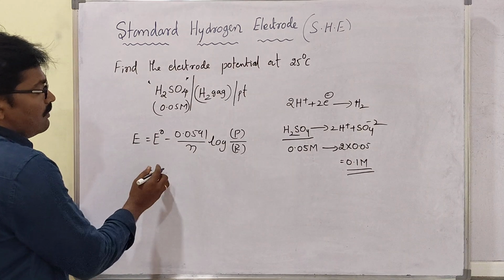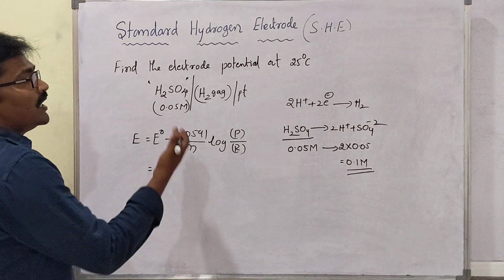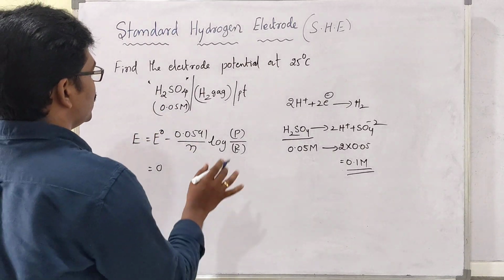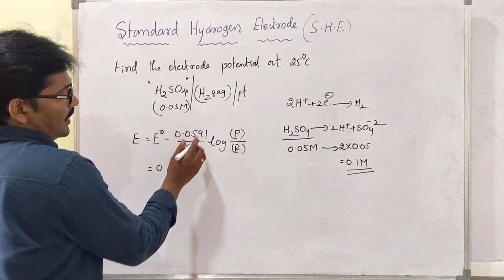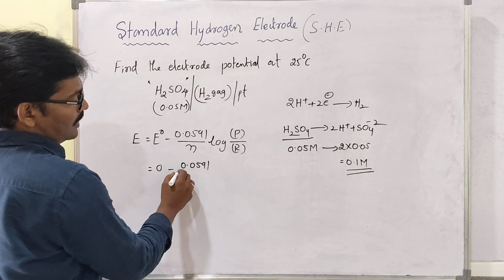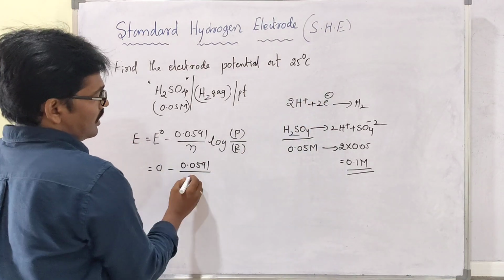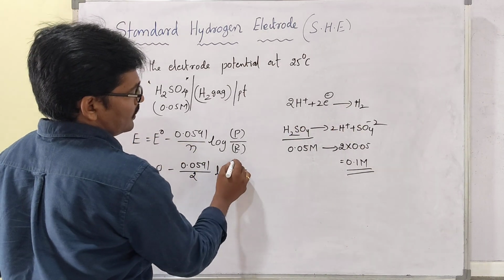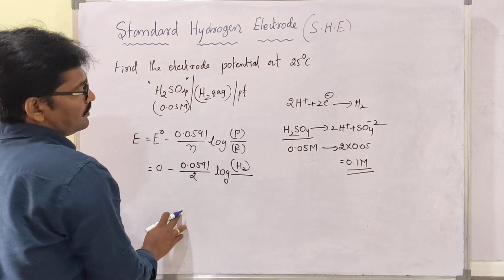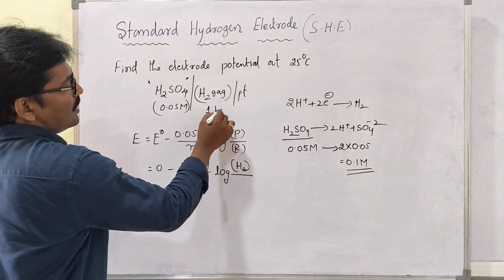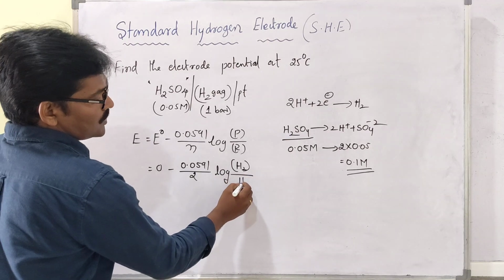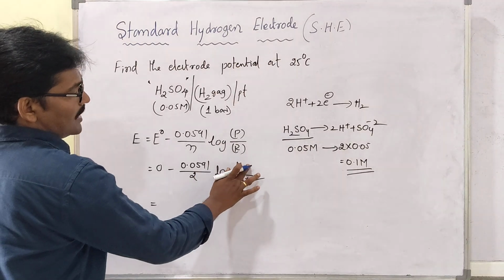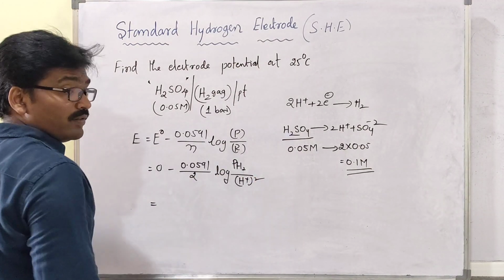Sir, what will the E naught cell value be? It will be 0. I told you, assumed as a reduction potential or oxidation potential, that should be 0 for SHE, right? So minus 0.0591 divided by n, the number of electrons transferred, how many? 2 electrons. Log product concentration, hydrogen gas H2, here 1 atmospheric or 1 bar pressure you have to mention, then the H plus ion concentration also. Clear? So hydrogen gas you have to mention as pressure of H2.